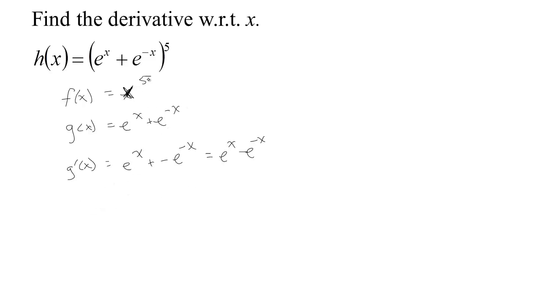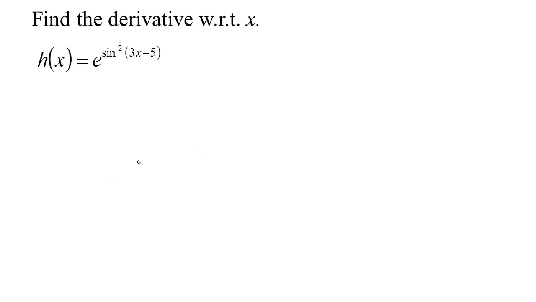Okay, so the outside function is a power, so the power comes down, we get the inside function. So 1 power less, 1 less than 5 is 4, and then times the derivative of the inside function, which we knew would be e to the x minus e to the minus x.